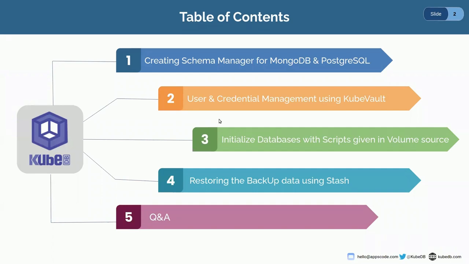We are going to initialize databases by running scripts in volume sources, including GCE persistent volume, AWS elastic volume, NFS volume, etc. We will restore the backup data using Stash. Stash is also an AppsCode product. It is a cloud native data backup and recovery solution for Kubernetes workloads. You can take backup and restore the backup data in a production cluster without bothering with the internal things of the cloud.